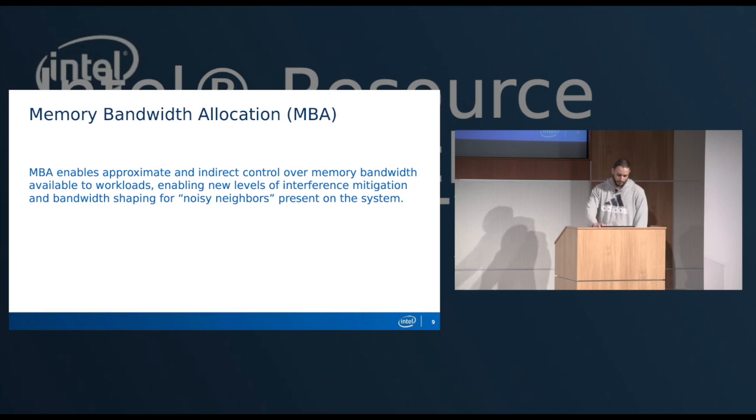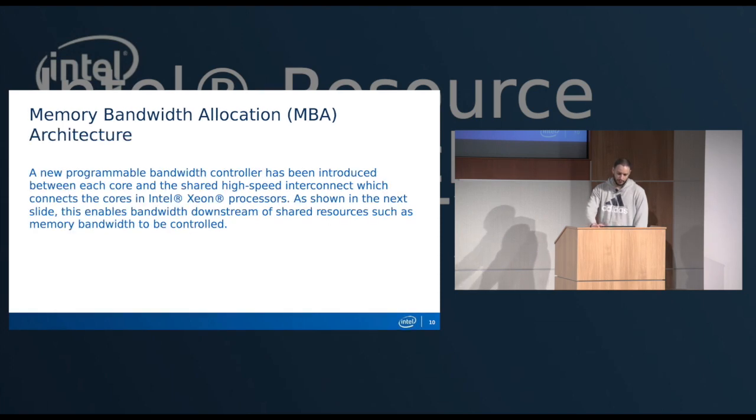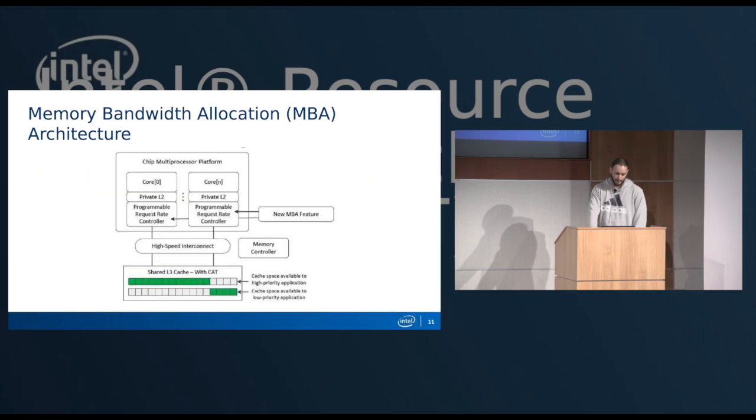Just for reference, this is on Cascade Lake. They added a controller onto the CPU to handle allocation of memory bandwidth. And here's a diagram of that.